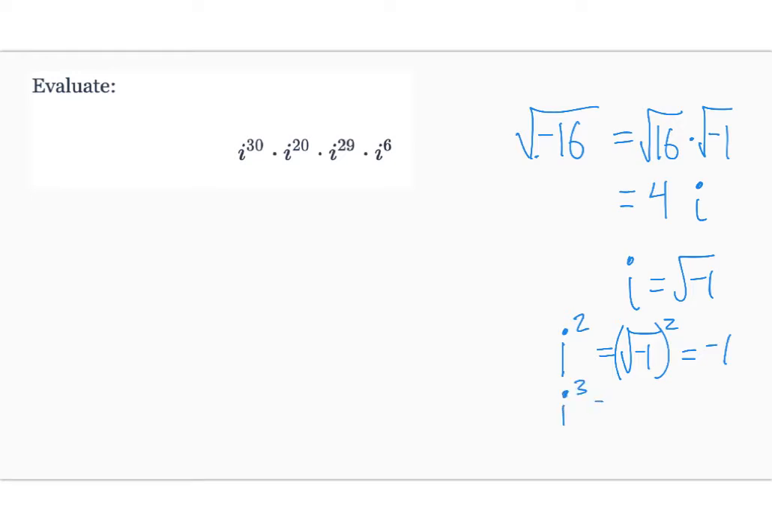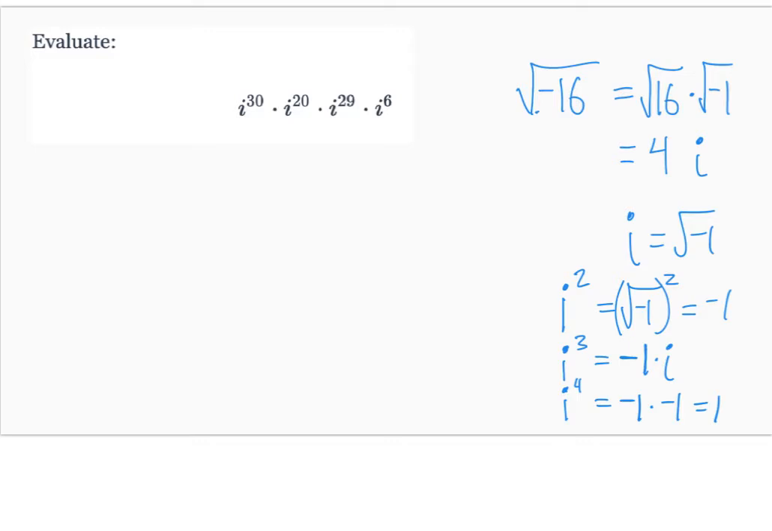If we cube it, that's squared and then times another i, so we have negative 1 for the squared part, times i. i to the fourth power is going to be i squared times i squared, so negative 1 times negative 1 gives us positive 1. And if we then multiplied by another i, we end up with positive 1, which is the fourth power, times another i, which is i. So what happens here is that we end up in cycles of i, where every 4 powers we go back to the beginning again.